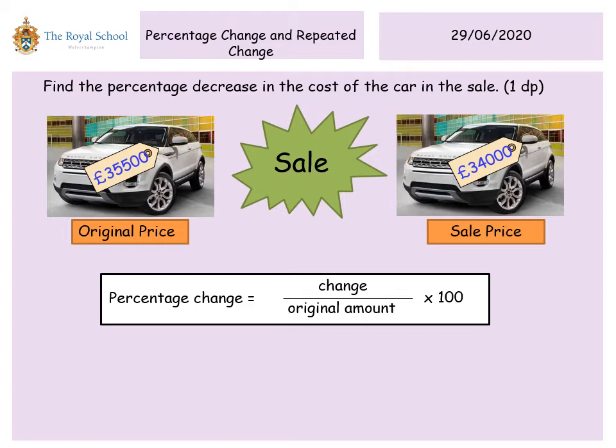So percentage change formula again, we're after the change in the prices divided by the original amount and times by 100. So the change in the prices here from 35,500 down to £34,000 is a change of £1,500. Our original price here was the 35,500. So that's our original amount that we need to put as the denominator of the fraction, and then times our answer by 100. So we're after 1,500 divided by £35,500 times 100, and it gives us 4.2% to 1 decimal place.